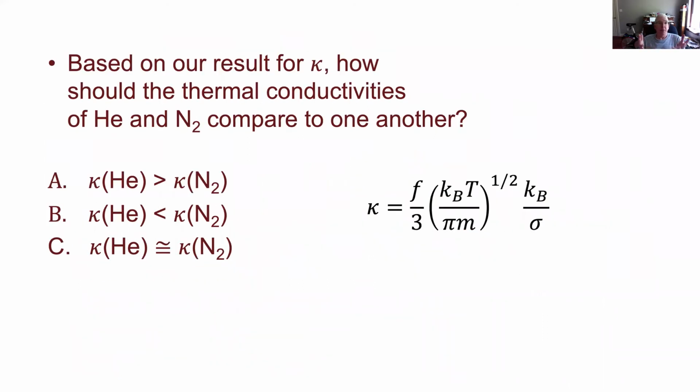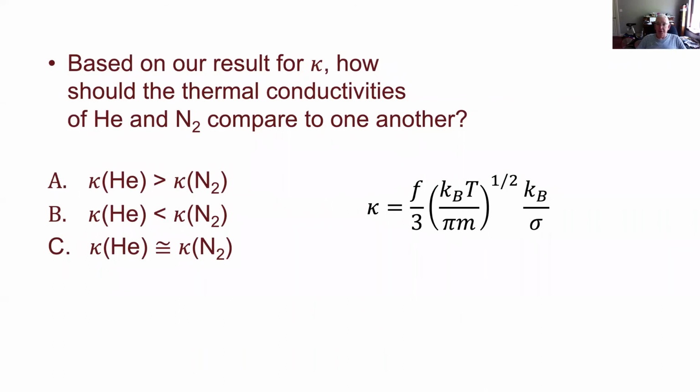Oh, in the slides from last year, it looks like I had a clicker question at this point, and so we'll do a quick reading of the question, and then you can take a second and work on answering it if you'd like. For the results for kappa, how would the thermal conductivities for helium and nitrogen compare to one another? Okay, and I included on the slide the kappa equation over there to the right. And so you can pause if you want to have a moment to think about it.